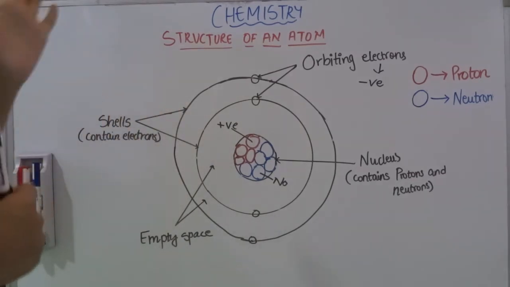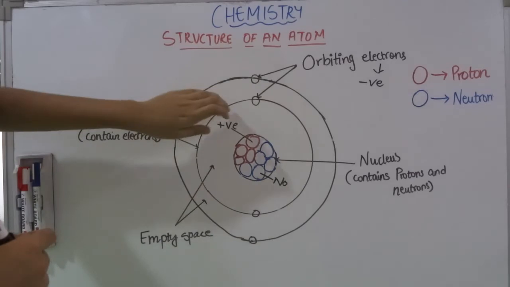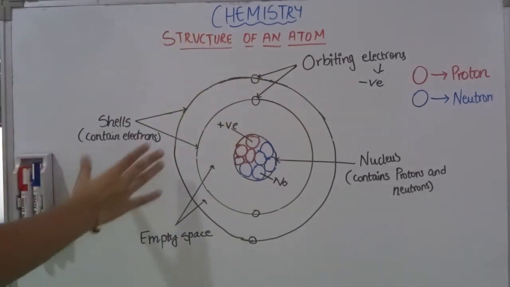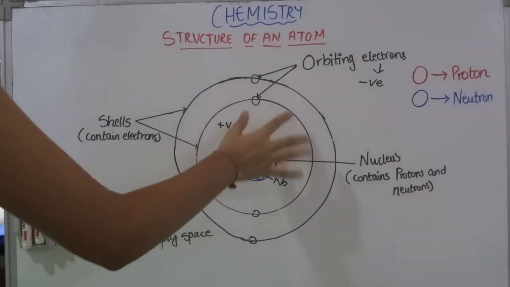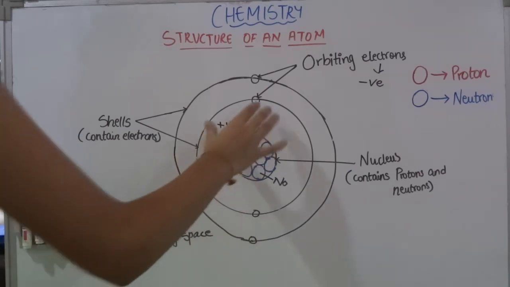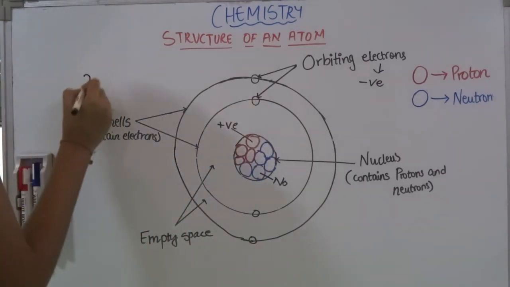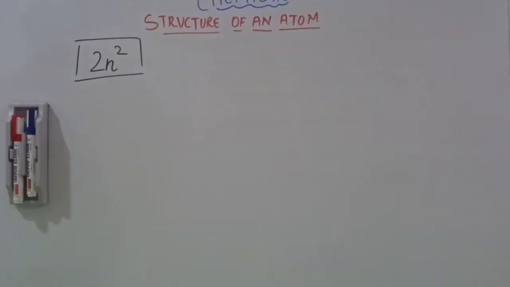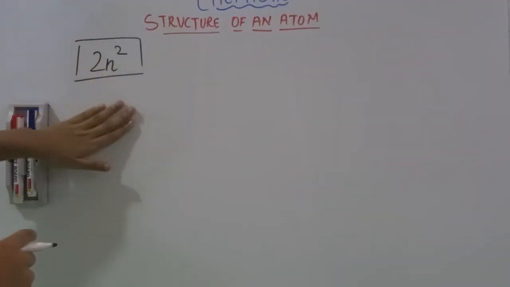Now you would think that why didn't this 2 come in this shell? Why do they need a different shell? So for this, you basically need to know that each shell has a capacity in which it can contain the electrons, and this is given by the formula 2n square. So now let's find out the capacity of each shell.